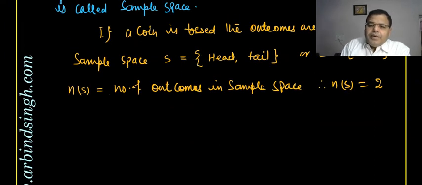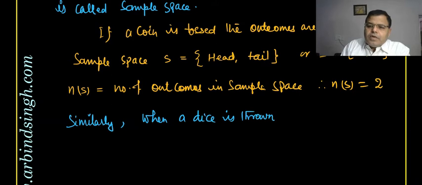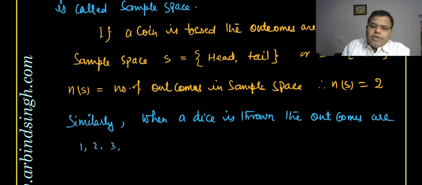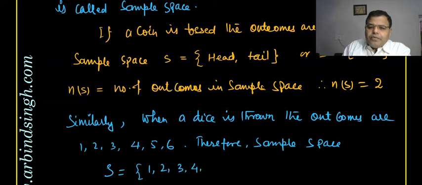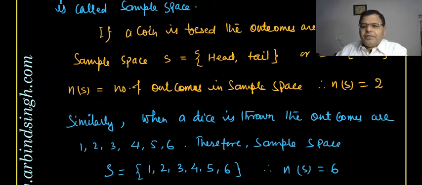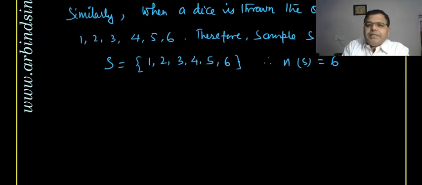Similarly, when a dice is thrown, the outcomes are 1, 2, 3, 4, 5, and 6. And therefore the sample space S can be represented as S is 1, 2, 3, 4, 5, and 6. Here N(S), the number of outcomes in the sample space, is 6. I hope you got it. What is sample space?